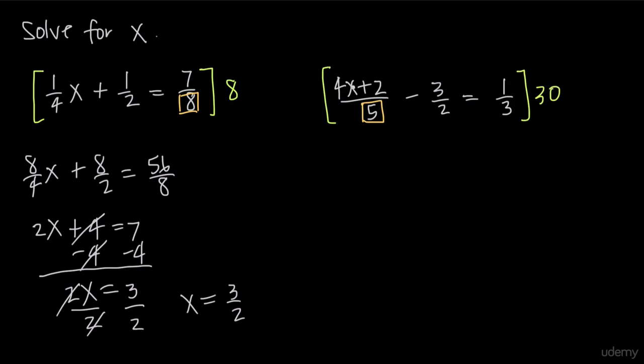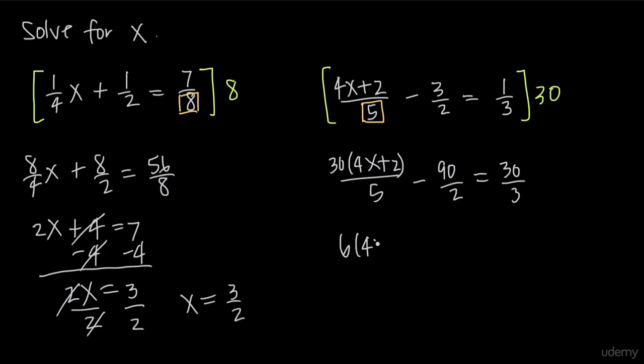When we do 30 times 4x plus 2, we basically have 30 times 4x plus 2 over 5. Then we have minus 3 times 30 is 90, so we get 90 over 2, is equal to 30 times 1 is 30 divided by 3. And now we'll simplify. 30 over 5 is the same as 6 over 1. In other words, we can divide both of these by 5. We'll get 1 in the denominator, and 30 divided by 5 is 6. So this just reduces to 6 times 4x plus 2. 90 divided by 2 is 45, so we get minus 45. 30 divided by 3 is equal to 10, so we get 10.